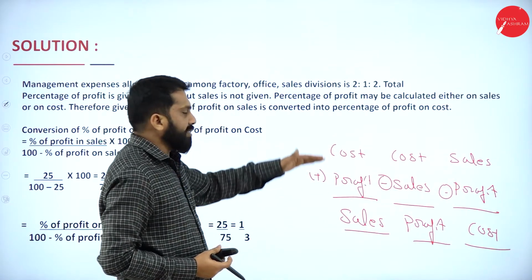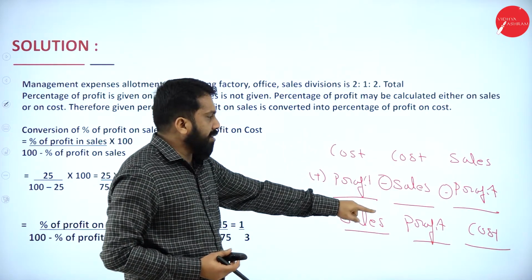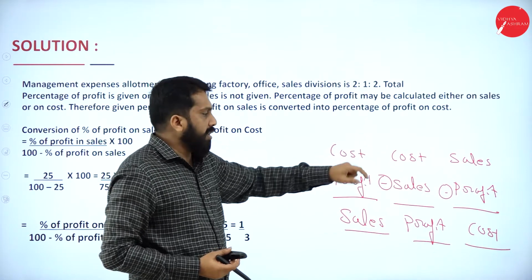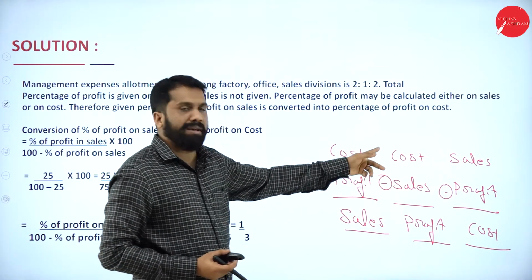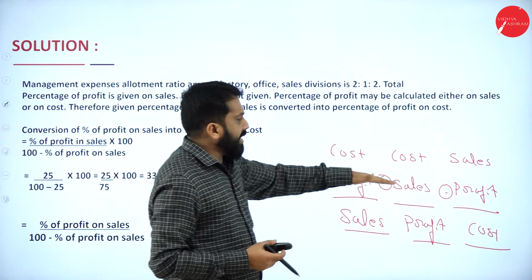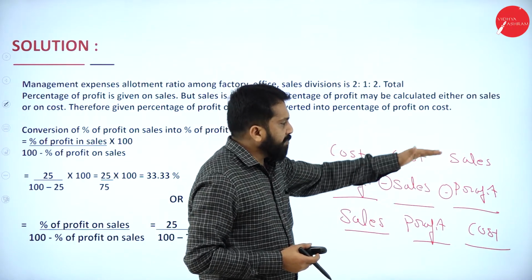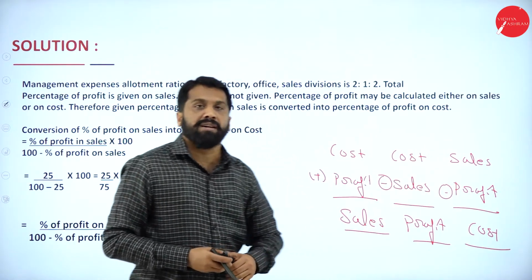To find out sales: cost plus profit. To find out profit: sales minus cost. I am supposed to write sales here, but by mistake it is written differently. Now, sales minus cost, and the last one, sales minus profit, is your cost.